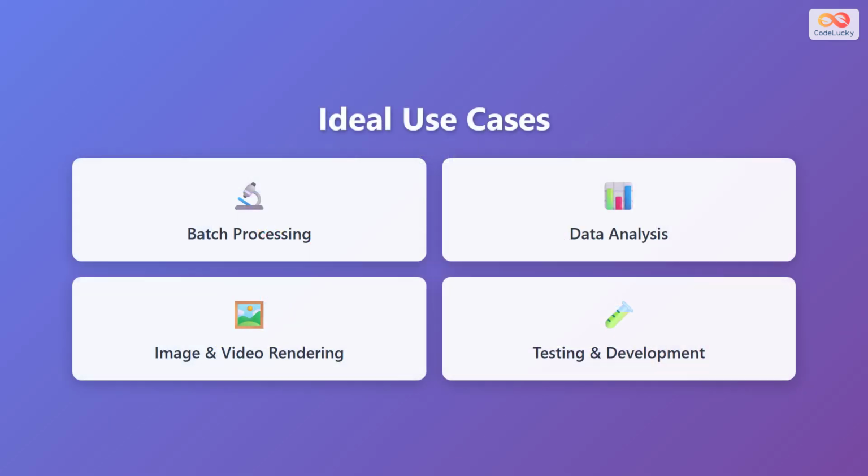Spot instances aren't suitable for every workload, but they're perfect for certain scenarios. They excel at batch processing jobs where tasks can be paused and resumed. Data analysis workloads that process large datasets in chunks work wonderfully. Image and video rendering tasks that can checkpoint their progress are ideal candidates. Testing and development environments are also great use cases since interruptions are less critical in non-production settings. The common thread is workloads that are flexible and fault-tolerant.